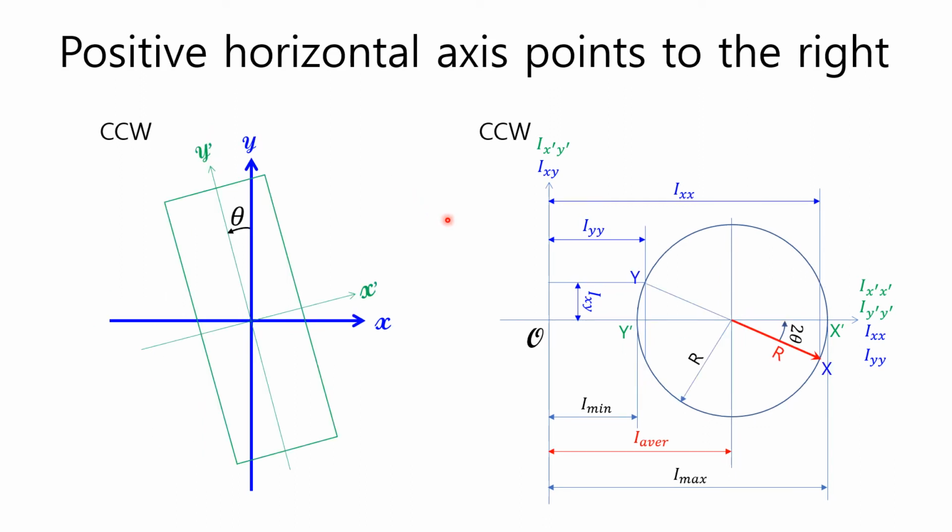Now, let's look at the case of rotating in the opposite direction to the previous example. In the figure on the left, the coordinate axes of the blue lines rotate counterclockwise by theta and become the green coordinate axes x prime, y prime, which coincide with the principal axis. In the Mohr circle, it rotates counterclockwise by 2 theta to coincide with the principal axis, which is the horizontal axis.